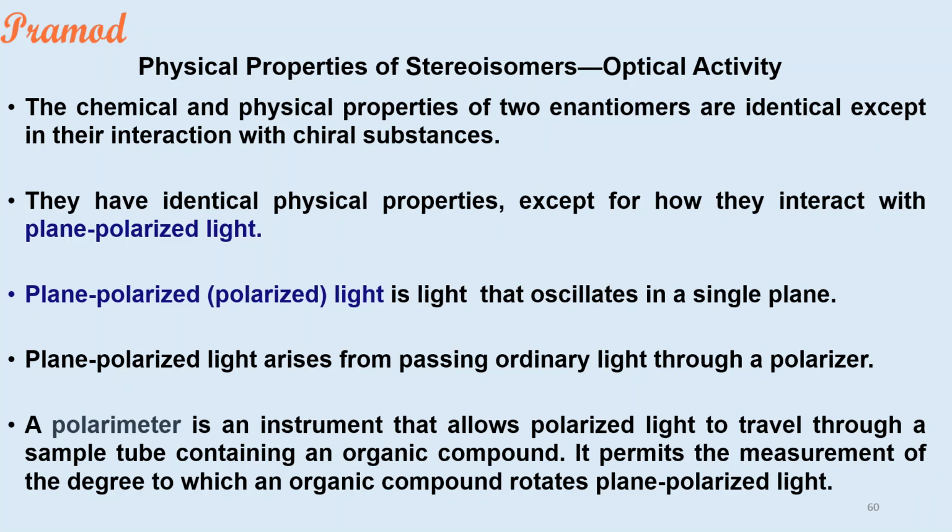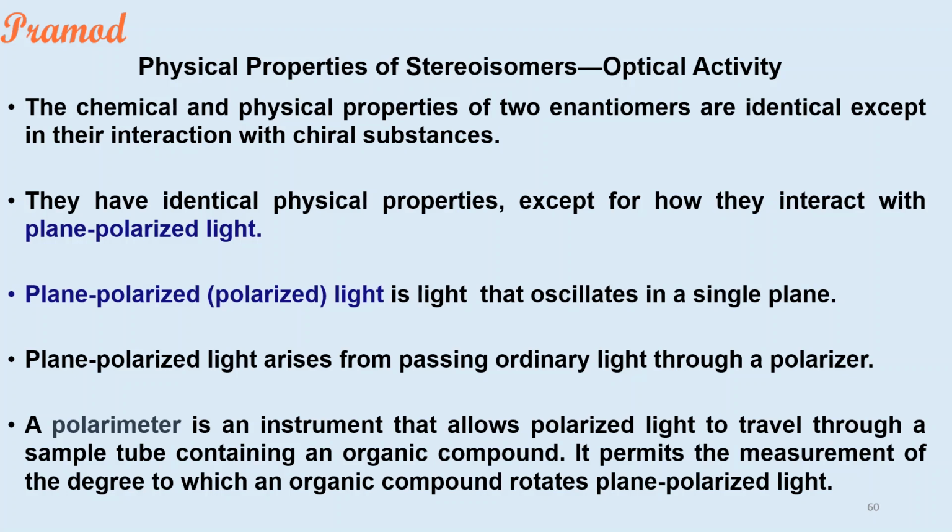Plane polarized light is light that oscillates in a single plane. So when all the rays of light oscillate in a single plane, they are parallel to each other in a single plane. Such light is called plane polarized light, or polarized light.